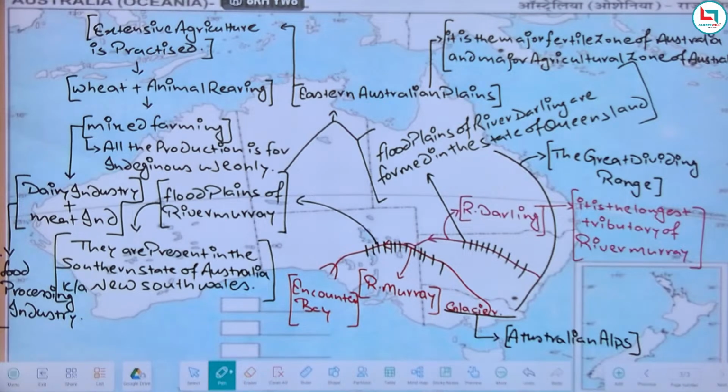Production is for indigenous use only. Here we have the dairy industry, and along with the dairy industry, the meat industry is also there. So these are the things that we should know.